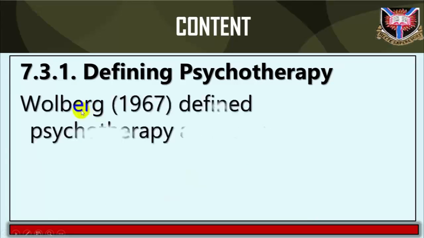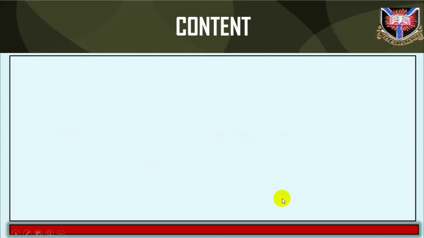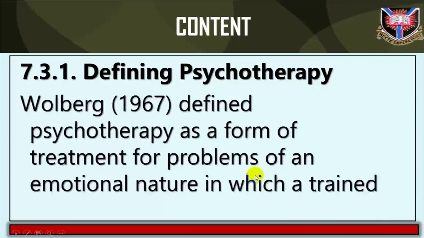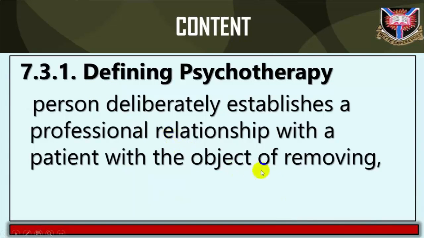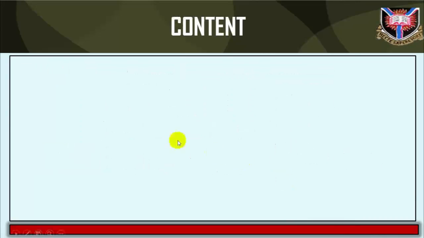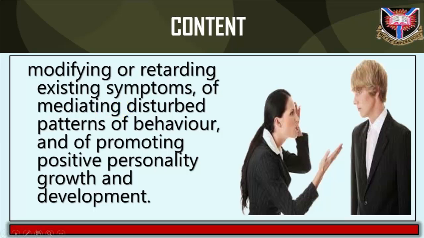Wahlberg, 1967, defined psychotherapy as a form of treatment for problems of an emotional nature in which a trained person deliberately establishes a professional relationship with a patient with the object of removing, modifying, or retarding existing symptoms, of mediating disturbed patterns of behavior, and of promoting positive personality growth and development.